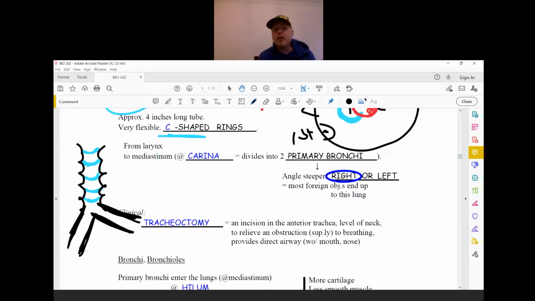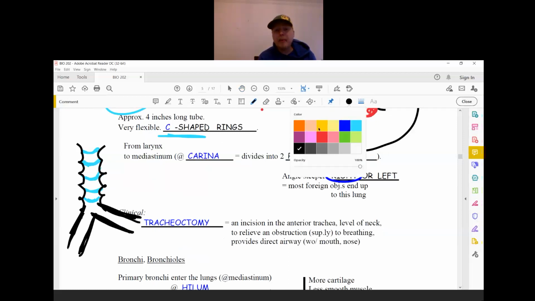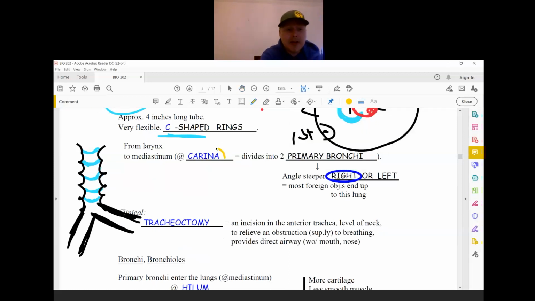Sometimes we might need to know that spot. It might be an important identification that we have reached this point, for example, when we put a camera down someone's trachea and look down. So this sharp end where we divide into two primary bronchi, that spot is known as the carina.